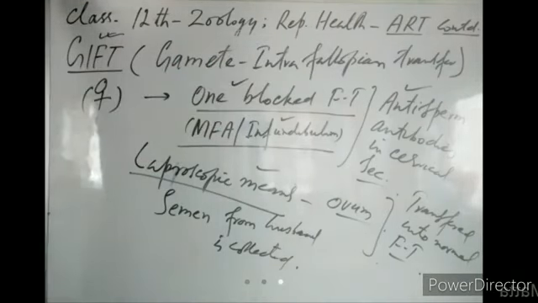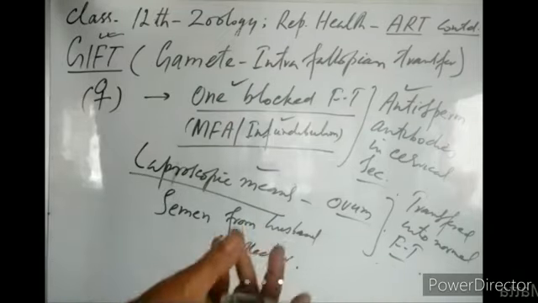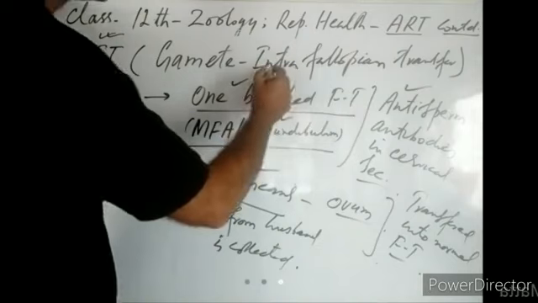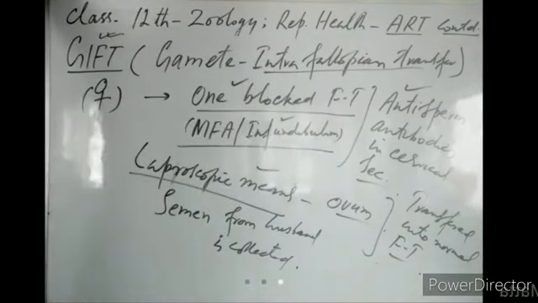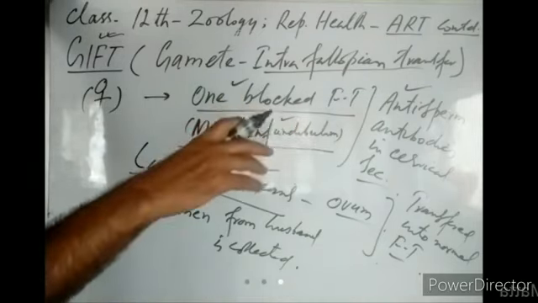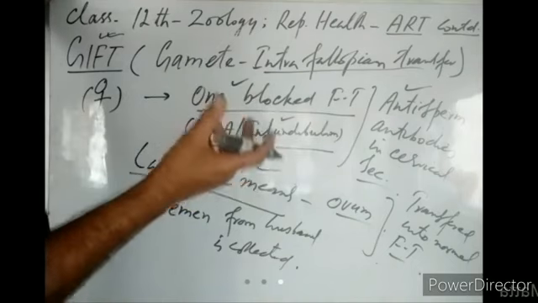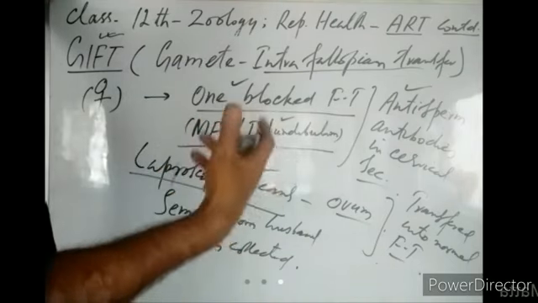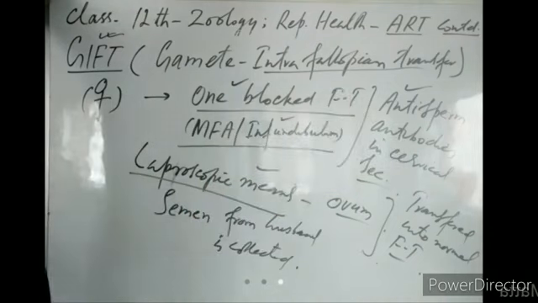So the gametes are obtained from both male and female. Then these gametes are artificially transferred into the normal fallopian tube, where the gametes meet each other, the sperm fertilizes the ovum, and a zygote is formed. Then that zygote trickles down into the uterus and gets implanted, and that leads to pregnancy, right? So this technique is known as GIFT.